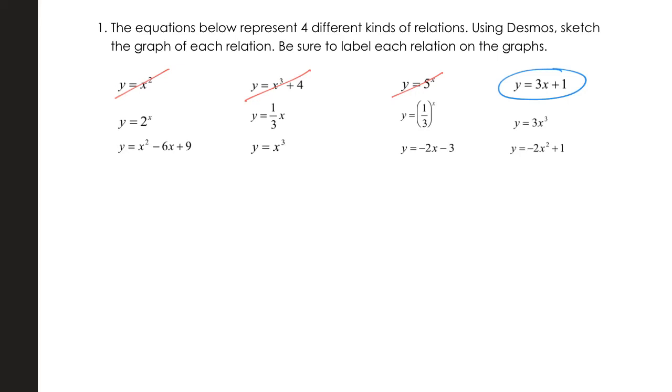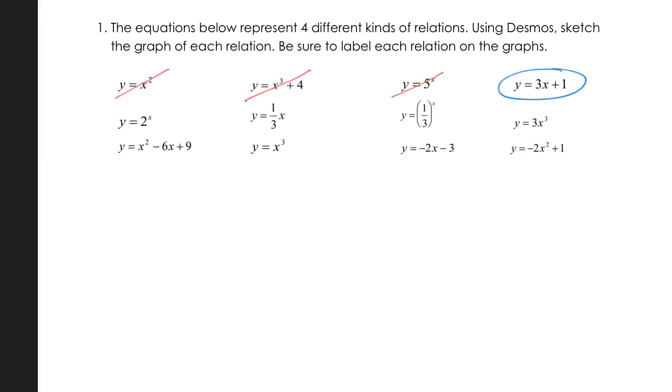How do you feel about y equals 2 to the exponent x? What about y equals 1/3 x? What about y equals 1/3 to the exponent x? What about 3x? And so on and so on. So I'm going to ask you guys to pause the video now and just work your way through that whole list of relations on Desmos.